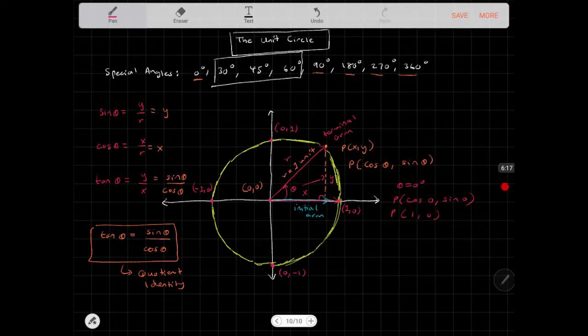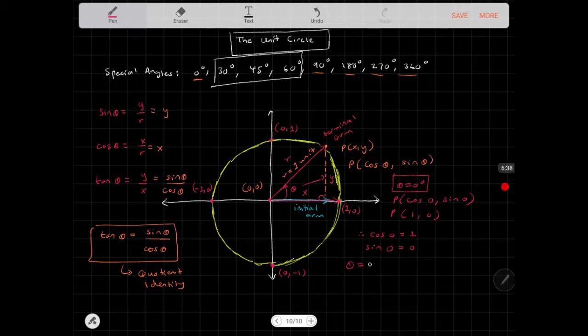You guys see that? So as a result, we can understand that cosine 0 is equivalent to 1 and sine 0 is equivalent to 0. So these are the values associated with cosine 0 and sine 0. Let's try another one. This is when theta is equal to 0 degrees.